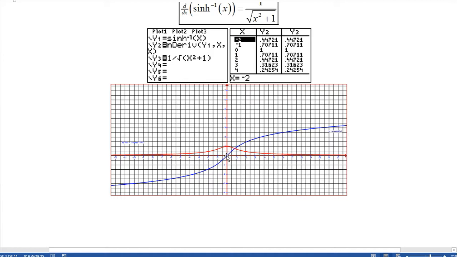There's an inflection point at the origin here. So for positive x's, the original function is concave down and the derivative is decreasing. And for negative x's, the original function is concave up, so the derivative is increasing. So at x equals 0, the original function has an inflection point and the derivative has a maximum. Looks like that's at (0, 1). It's exactly at (0, 1). Okay? So you can see that.